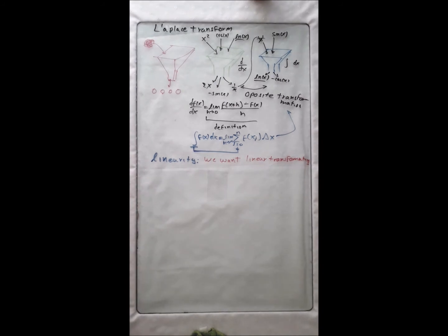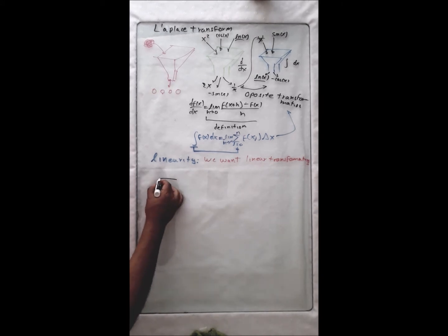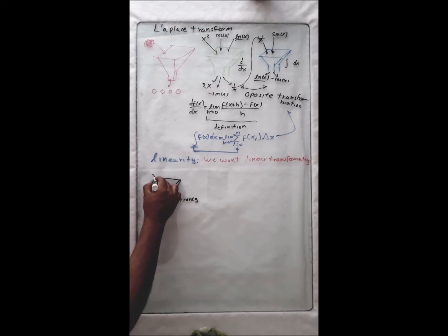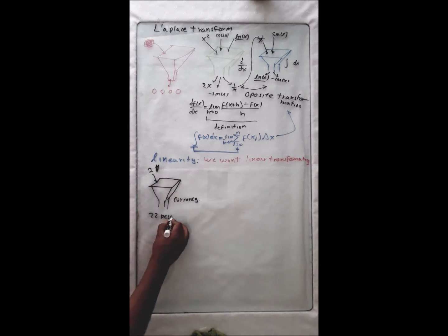Why do we want linear transformations? Let's use common life examples. Imagine that this is the tortilla machine, the transformation, but here the transformation is a currency transformation. You insert $1 and you get 22 pesos. So that is the transformation.